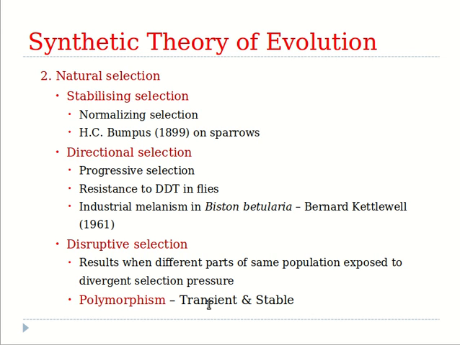Even the development of resistance to insecticides by insects also results in transient polymorphism.